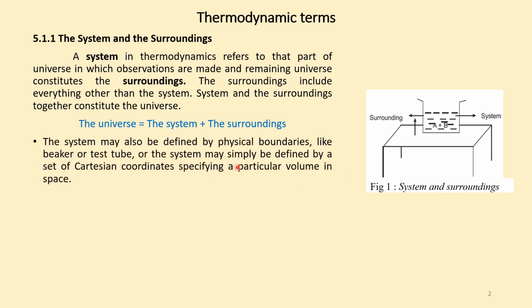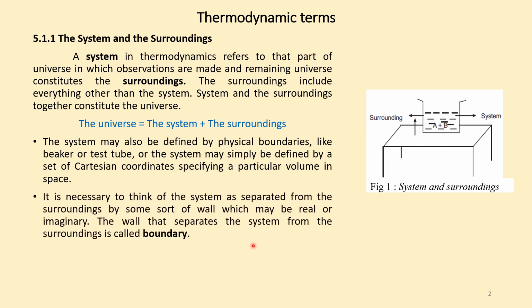The system may also be defined by physical boundaries like a beaker. Here a beaker and a test tube, or a system, may be simply defined by a set of Cartesian coordinates specifying a particular volume in space, which is shown in the figure containing A plus B elements or compounds. It is necessary to think of the system as separated from the surroundings by some sort of wall, which may be real or imaginary. The wall that separates the system from the surroundings is called the boundary.